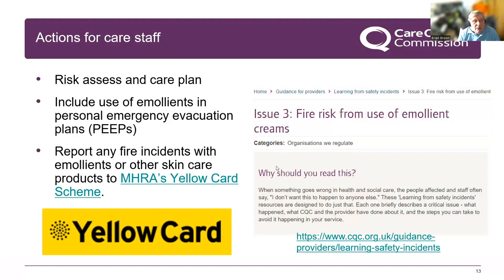Some of the things we'd also like you to think about are actions for care staff. So it's about risk assessments and care planning about the use of emollient creams, especially thinking about emollients in emergency evacuation plans, and reporting any fire incidents you have with emollients or other skin products using the Yellow Card scheme. There is also on our website a link to a patient safety learning incident around the fire risk from use of emollient creams.